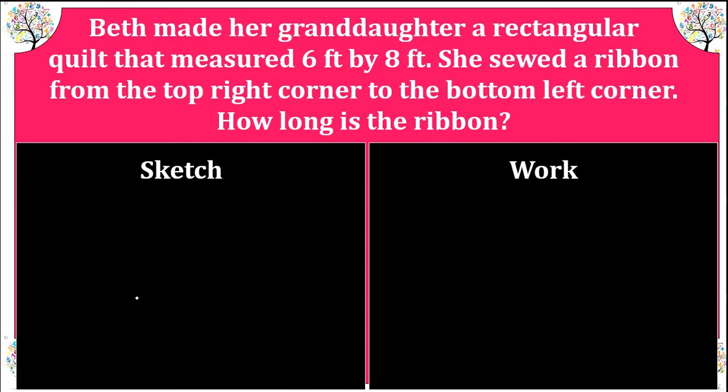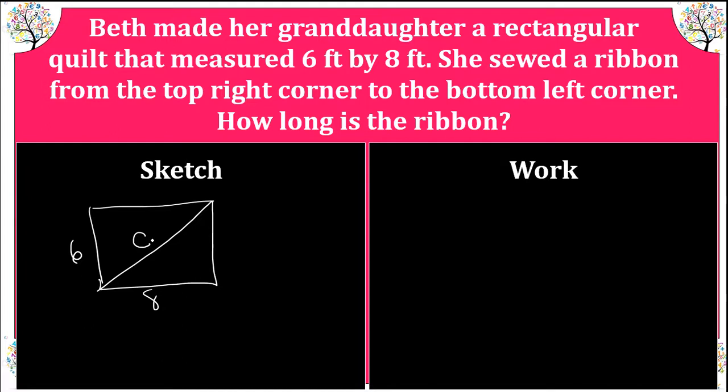Beth made her granddaughter a rectangular quilt that measured 6 by 8. So let's make a quilt, rectangle. It is 6 by 8. She sewed a ribbon from the top right corner to the bottom left corner. How long is the ribbon? So we're looking for the hypotenuse.